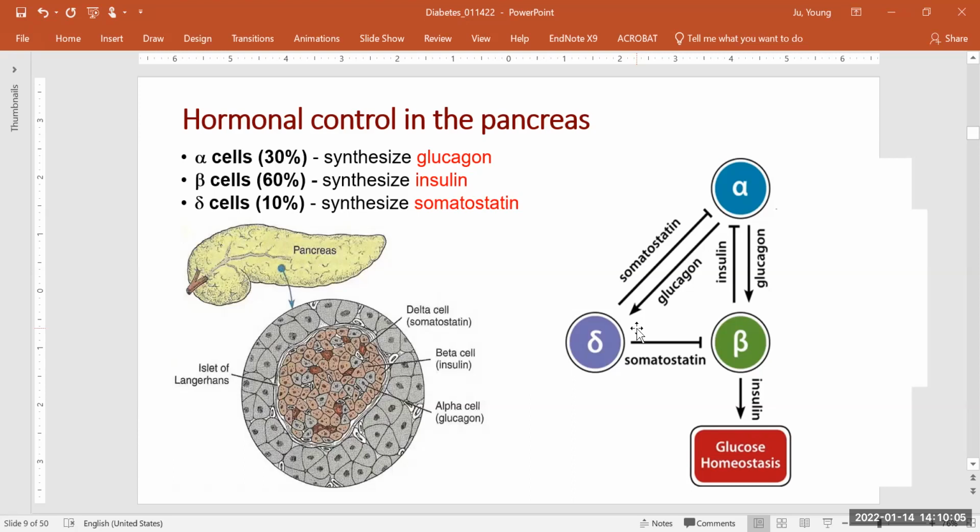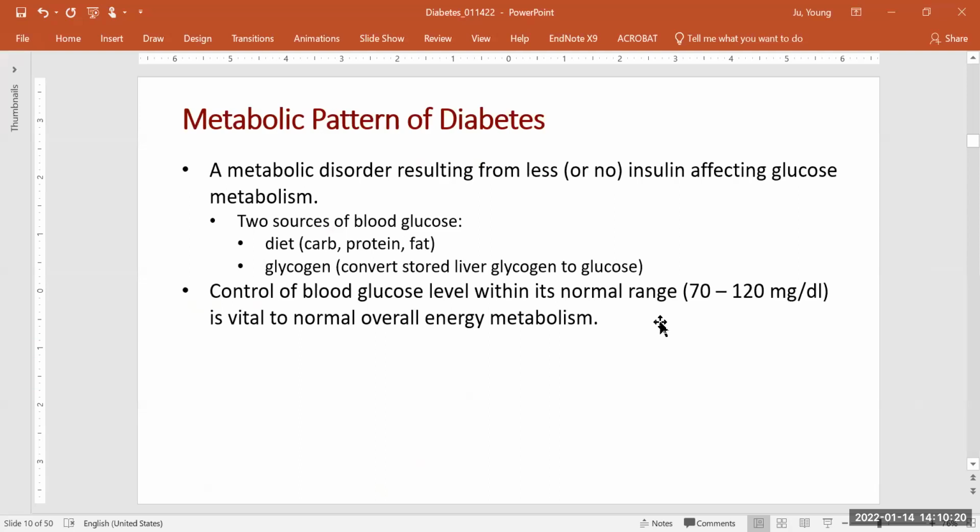So they keep all these enzymes, they keep blood glucose concentration in the normal range, and try to maintain that range throughout the day. Now, you can tell diabetes is a group of physiological dysfunctions characterized by high blood glucose due to abnormal glucose metabolism. So it's a metabolic disorder resulting from less or no insulin affecting glucose metabolism.